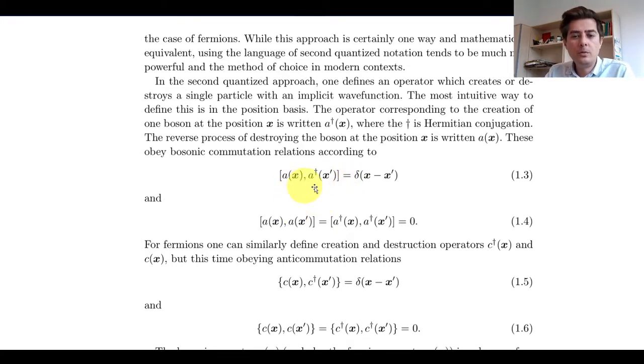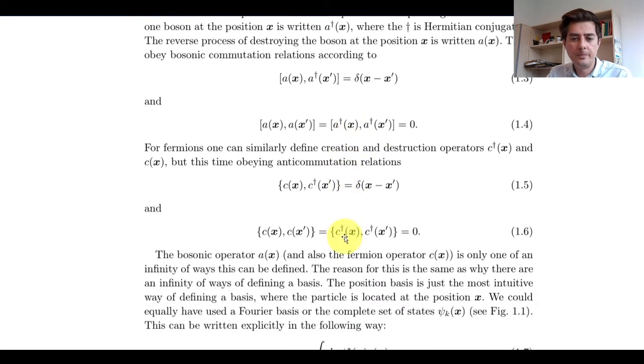These have the usual kind of commutation relations. So A A dagger is equal to, in this case, a delta function, because we're dealing with the continuous spectrum. If we were to deal with the discrete spectrum, this would be like a Kronecker delta. And of course, for two annihilation operators or two creation operators, this would be equal to 0 because these operators commute.